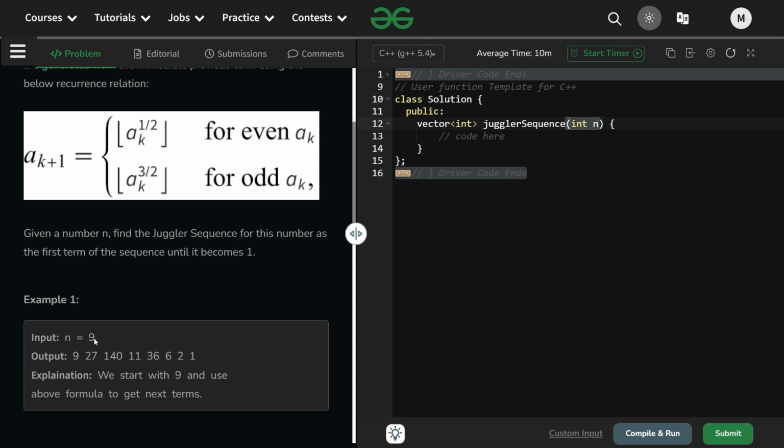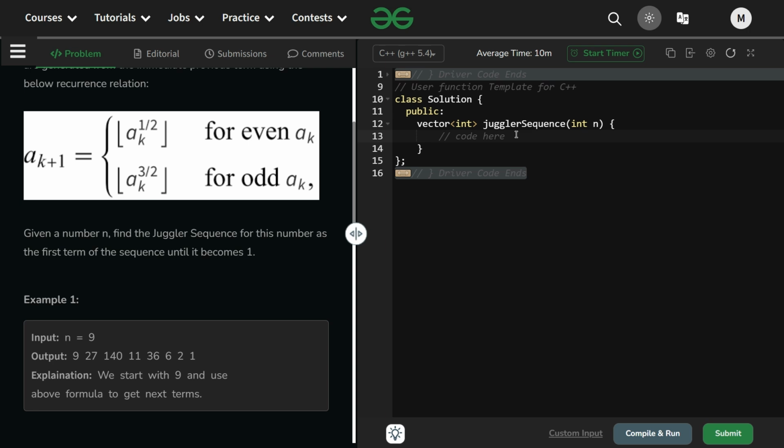As you can see, if I have been given 9 as my odd value, then 9 to the power 3 by 2 is 27. 27 is again odd. 27 to the power 3 by 2 is 140. 140 is even, so its square root will be equal to 11 point something. So I am taking the nearest integer, 11. 11 is again odd. 36. 36 is even. 36 is a perfect square, with the square root 6. The square root of 6 lies somewhere between 2 and 3, so 2, and then the square root of 2 will be something like 1.41, so that will be converged to 1. And as I got my 1, I will be returning this vector.